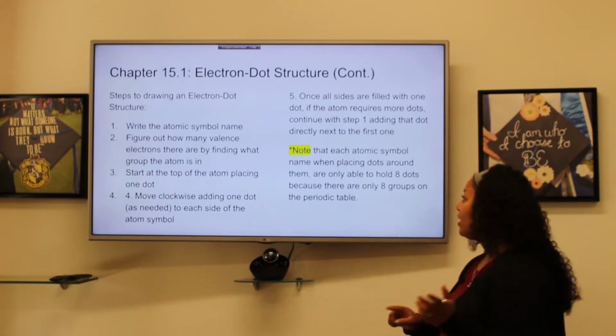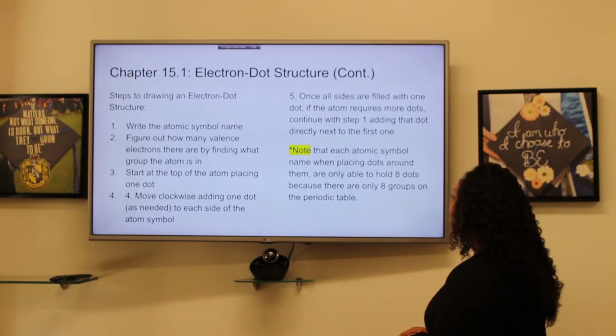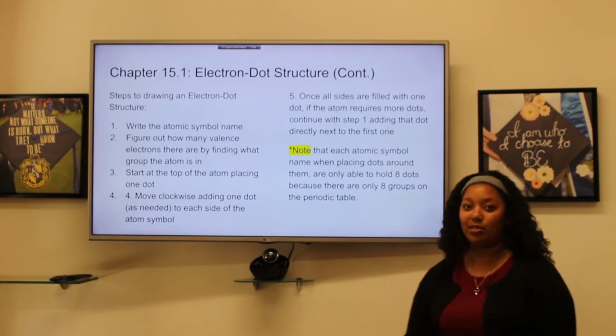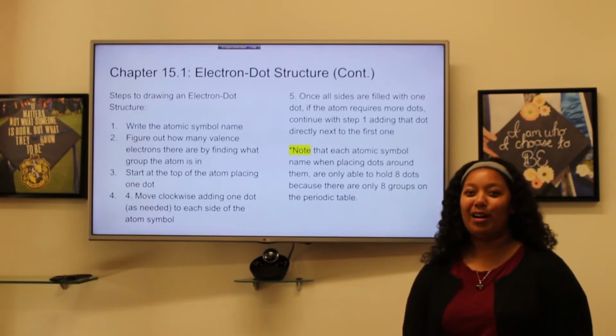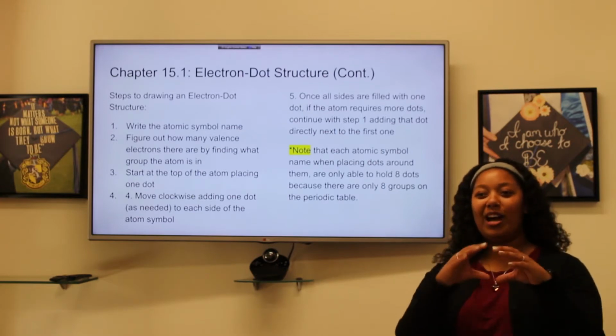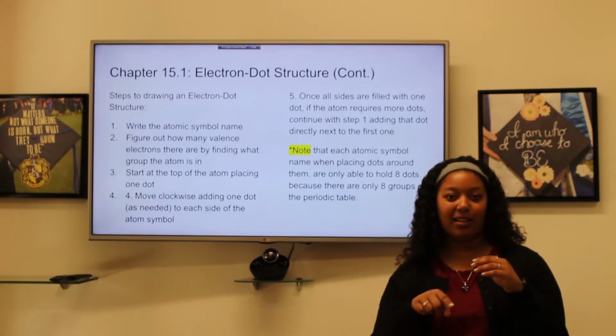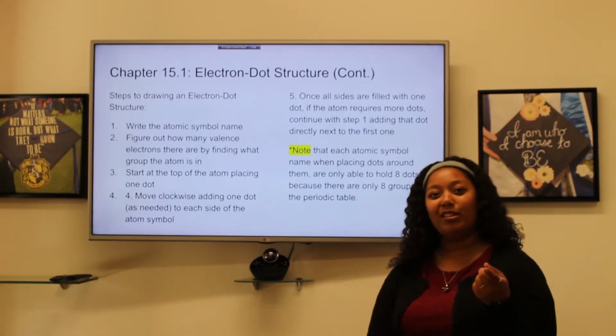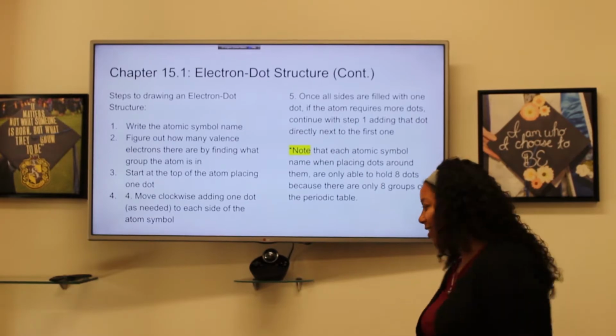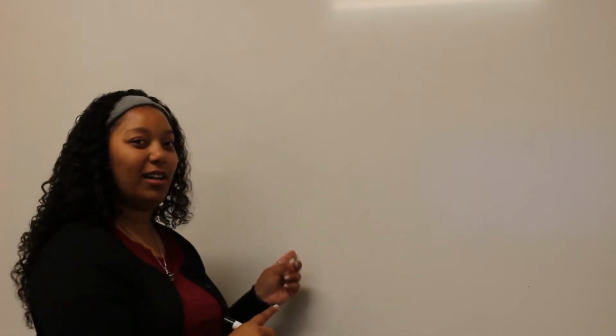And finally, once all the sides are filled with one dot, if it requires another dot, continue with step 1 and add more. Note that each atomic symbol can only hold 8 dots, because there are only 8 groups on the periodic table. So when you have your atomic symbol, you cannot put more than 8 dots around it. Now I will show you an example of me doing this on the whiteboard. Okay. Following the steps that I previously talked about for drawing an electron dot structure, I will show you how that's done here.